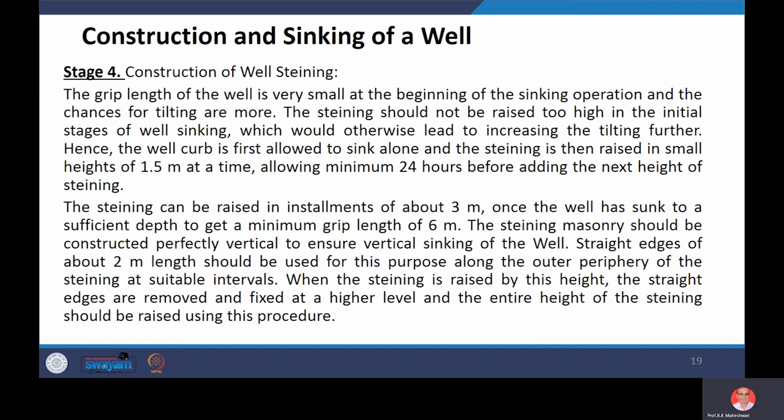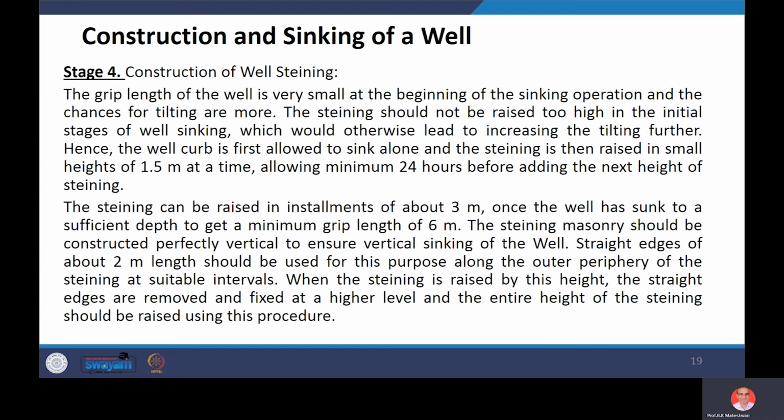So initially, once you have done with the well curb, the next is raising the staining. Initially, the height should be only a small height of 1.5 meter. And once you raise 1.5 meter, then at least it should be allowed 24 hours so that it gets strength before adding the next height of the staining.